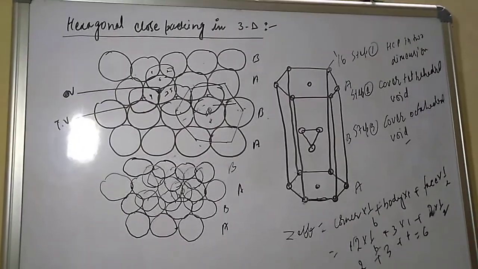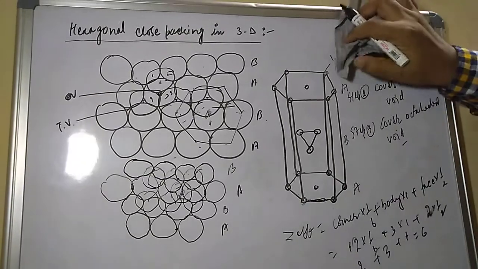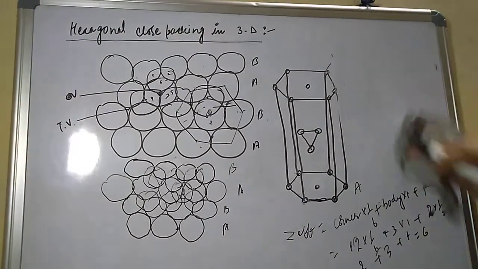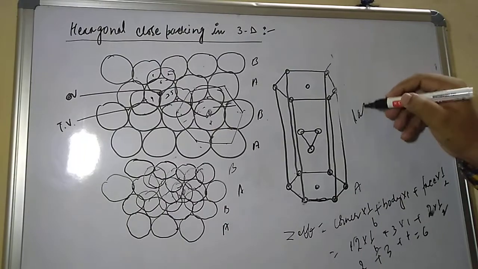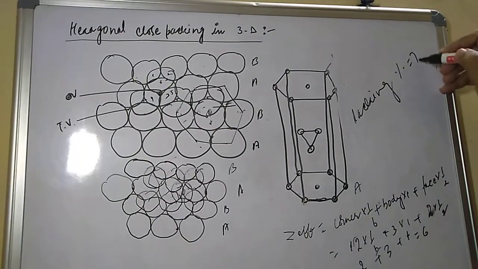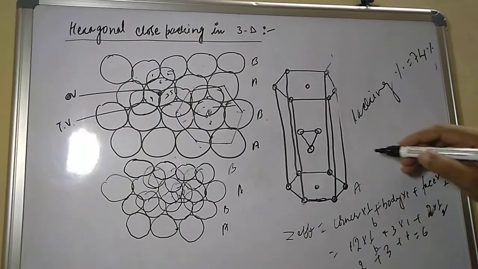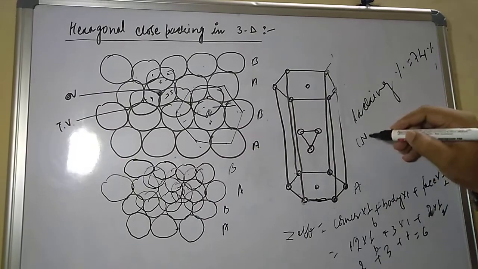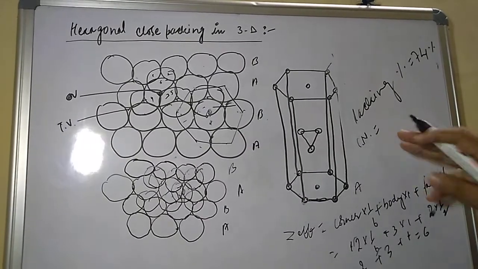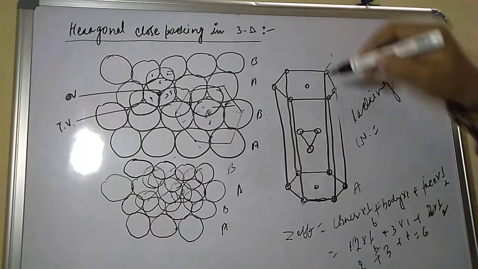Now what we have to understand here is the packing percentage for the HCP. If you are going to calculate the packing percentage, simply keep in mind the packing percentage is 74%. Okay. What other things do we need to know? That is the coordination number. What is the coordination number? The number of atoms each atom is touched by is known as the coordination number.